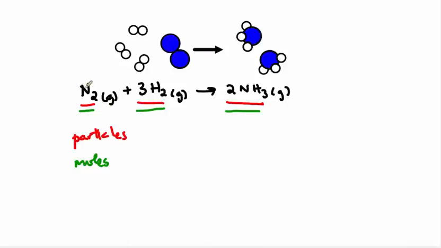We can't say 1 gram of nitrogen reacts with 3 grams of hydrogen. It's simply not true. And the reason why it's not true is 1 gram of each material does not contain the same number of particles, whereas 1 mole, by definition, does contain the same fundamental number of particles. 1 mole of nitrogen gas is 6.02 times 10 to the 23rd nitrogen molecules. 1 mole of hydrogen gas is 6.02 times 10 to the 23rd hydrogen molecules. So we have to think about what we can use and what we can't use.